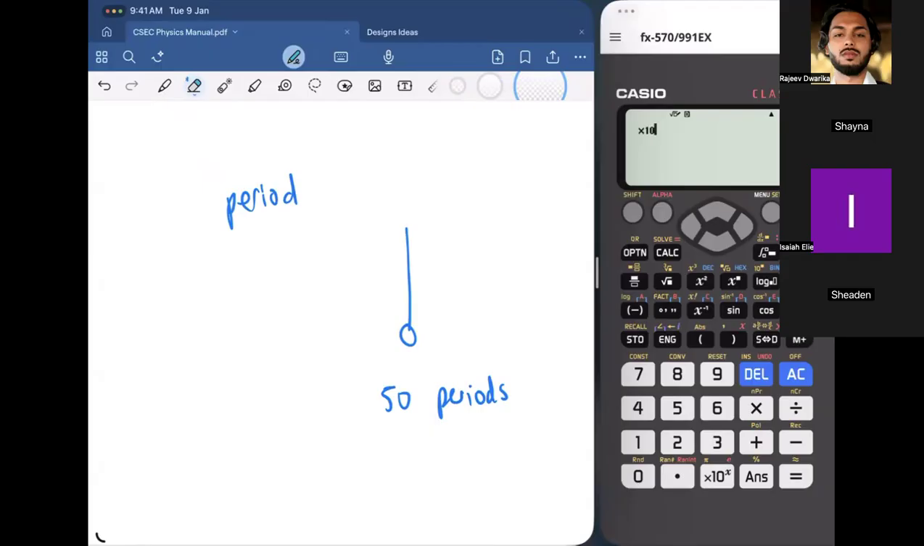Why do you want to take multiple readings in physics? So it could be more accurate because of the reaction time, right? And as well as finding the average, right?